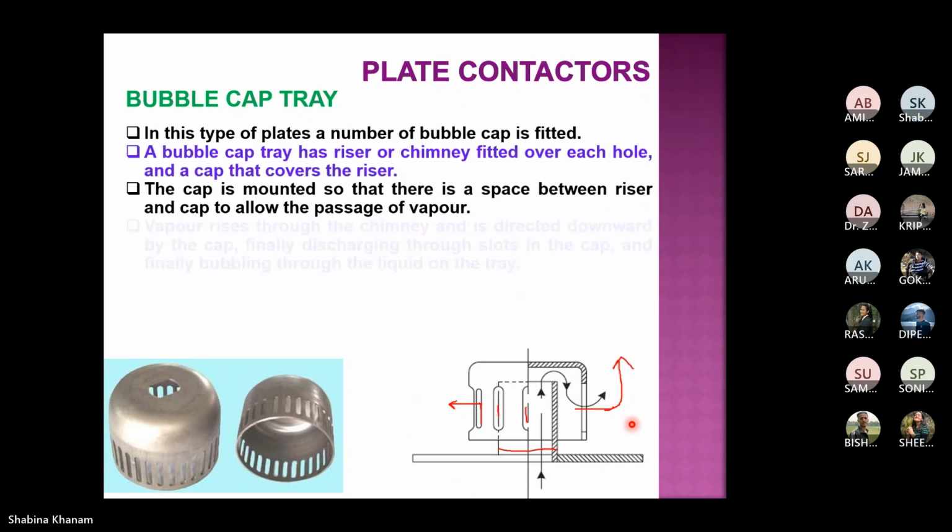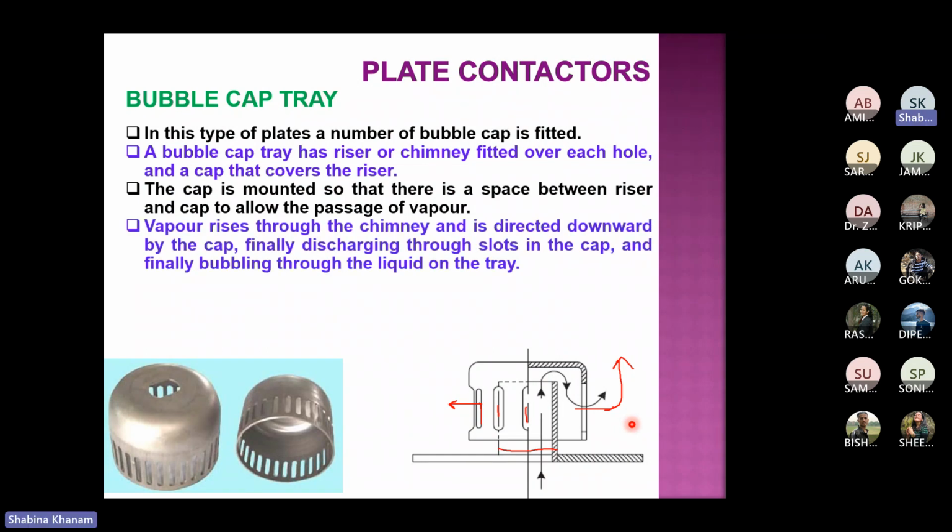Okay, so vapor rises through the chimney and is directed downward by the cap, as you can see over here, finally discharging through slots in the cap or holes in the cap, and finally bubbling through the liquid on the plate, as we have already discussed. So this is nothing but the bubble cap tray, the traditional and oldest type of cross flow plate. Cross flow, we are saying, because once it exits from here, it has a parallel movement and then cross flow.